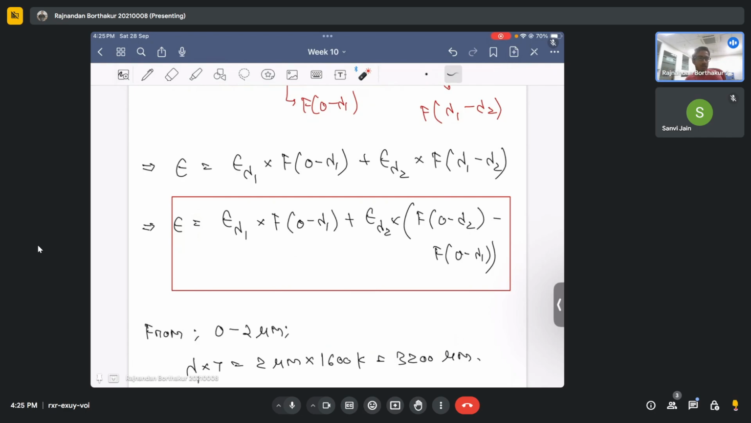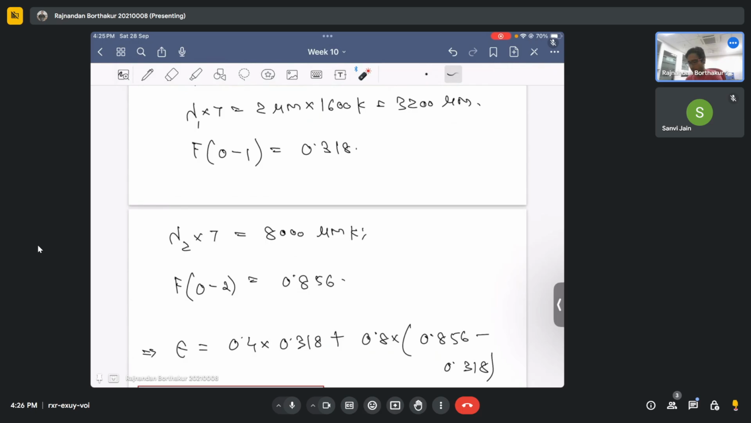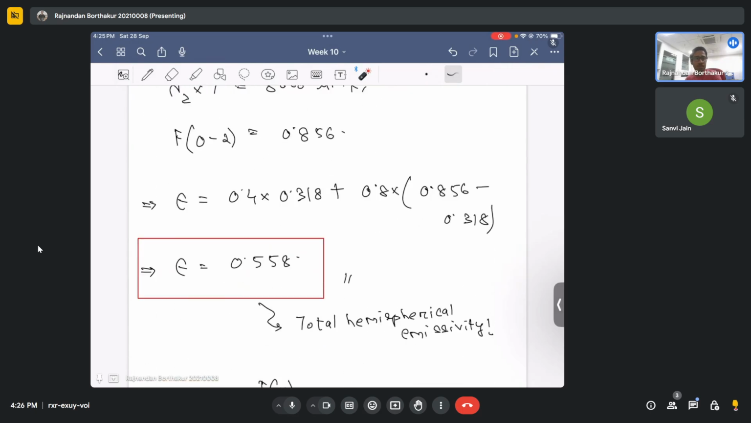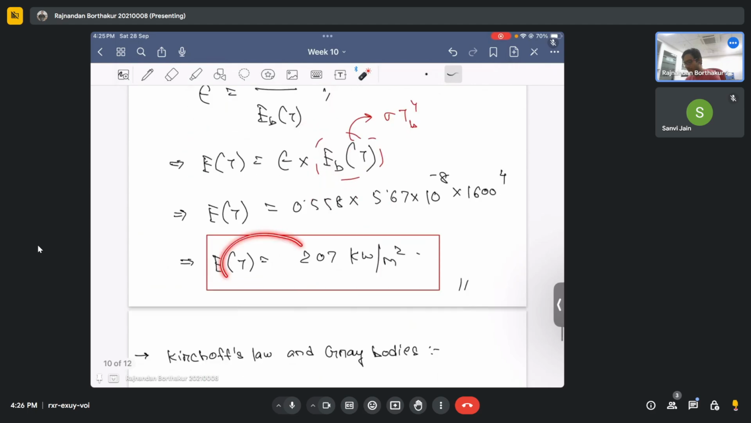And once you know the total hemispherical emissivity, you can calculate the total emissive power of the body, typically because you know the emissive power of a black body, which is basically the definition of the total emissivity of a real surface. So in that way, we use this definition to calculate what is E_T, which comes out to be around 207 kilowatt per meter square. All right, guys, so this is the problem.